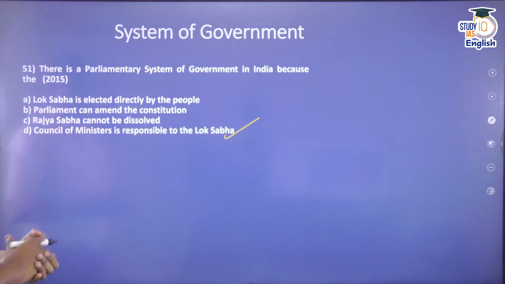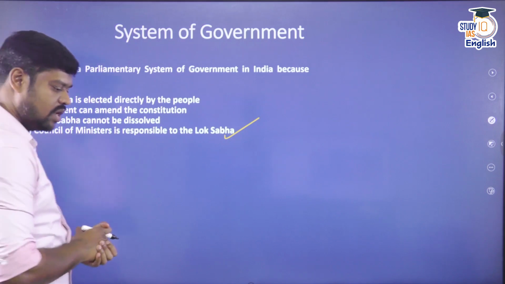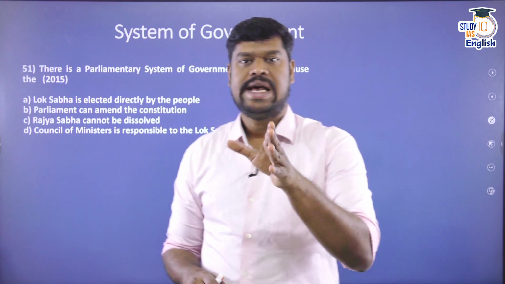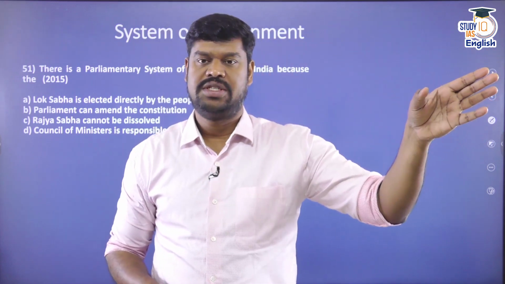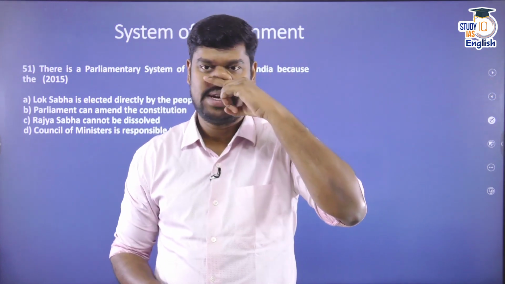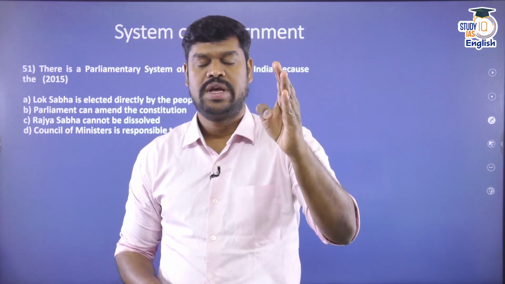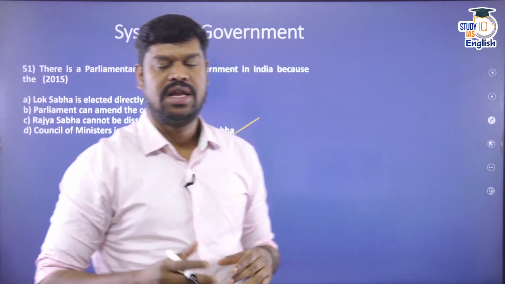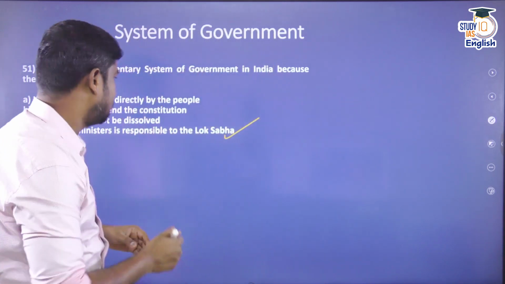The Lok Sabha is elected directly by the people. It does not necessarily make it a parliamentary democracy. For example, in USA, there is a presidential democracy. You all know that. In USA also, their House of Representatives, which is similar to that of Lok Sabha in India, is directly elected. That does not necessarily make it a parliamentary democracy.